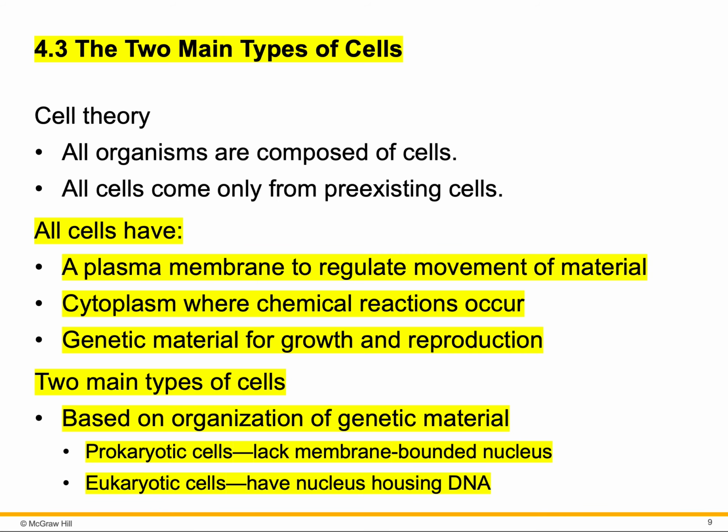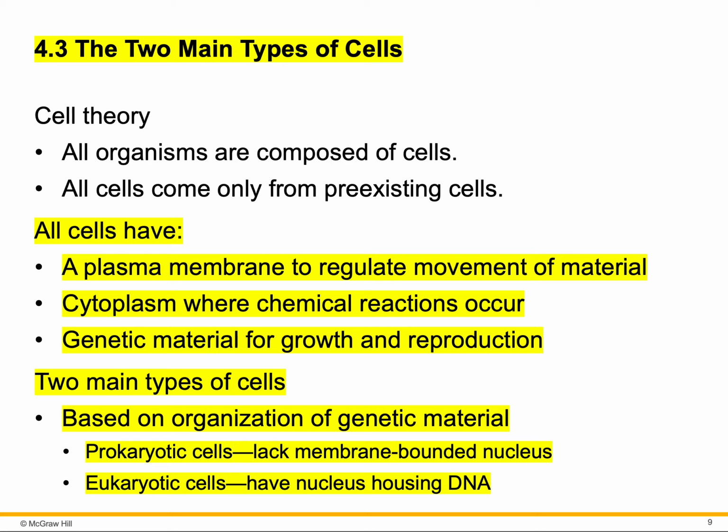The two types of cells are prokaryotic and eukaryotic. But before we go there, let's start with the cell theory. When we were talking about theories last time, we established that a theory is something that has been proven. It's not anything to question. This is something that has been tested over and over again, and it is known to be true.